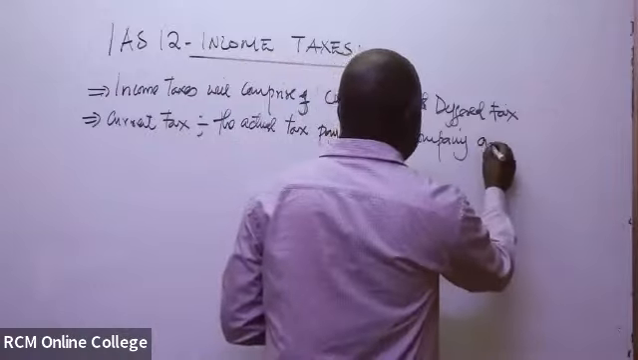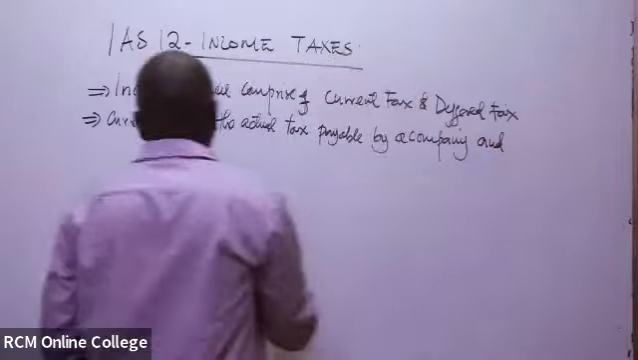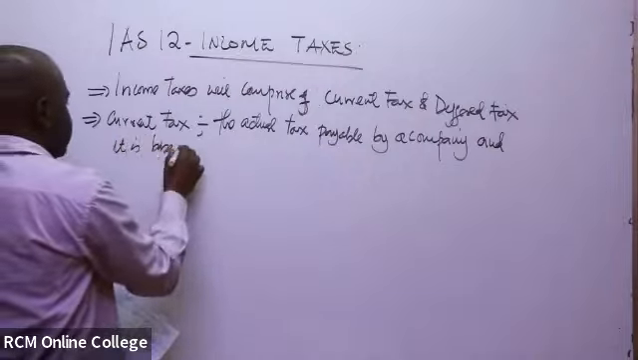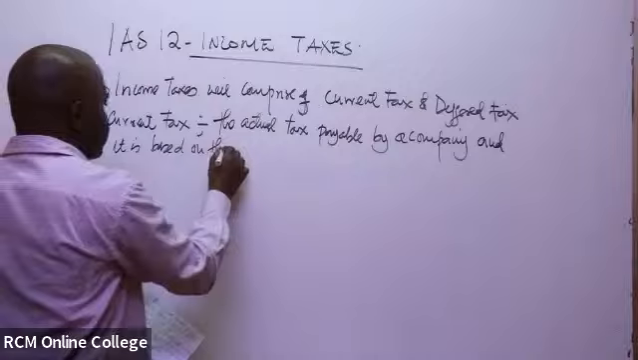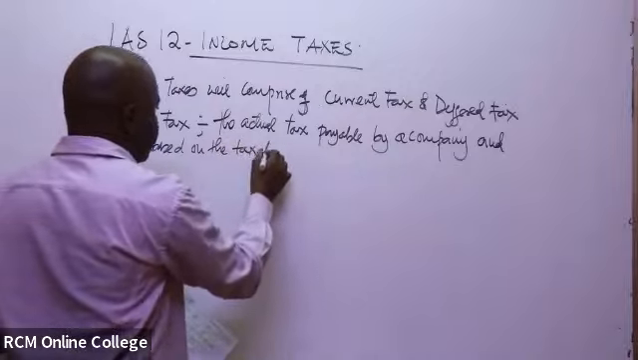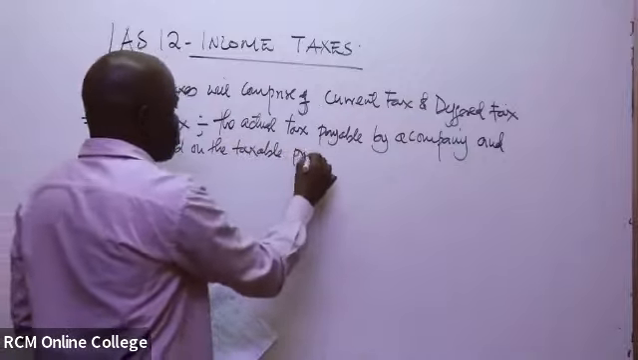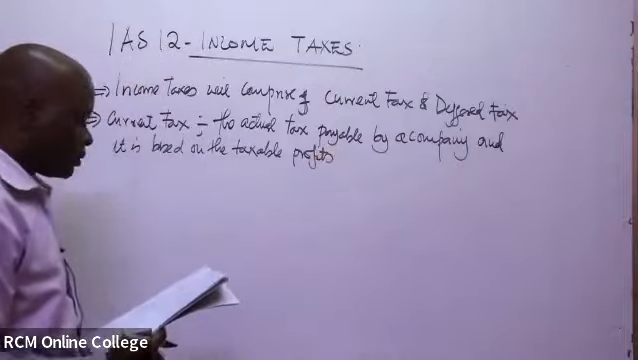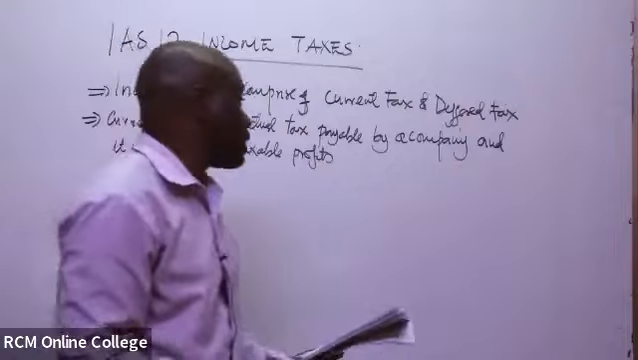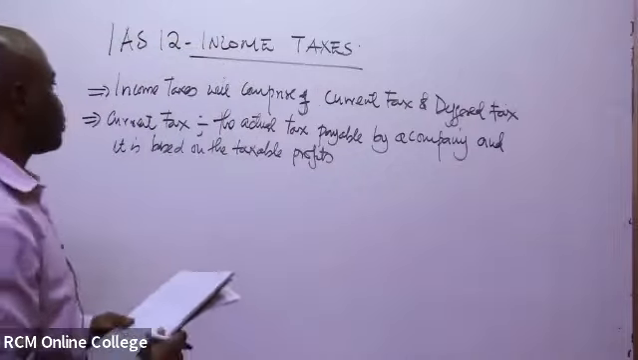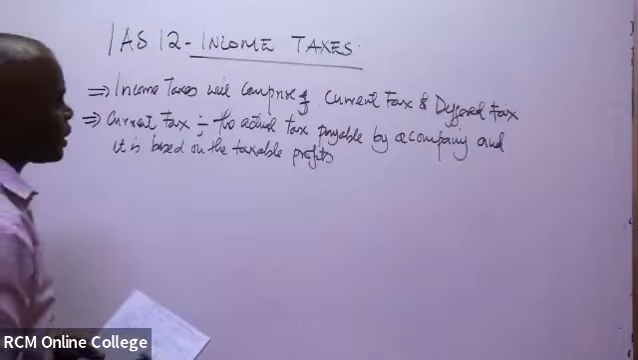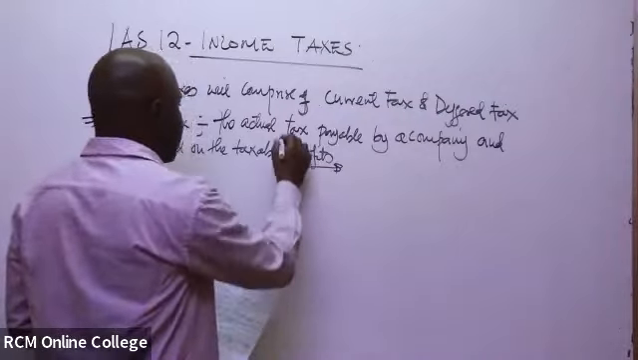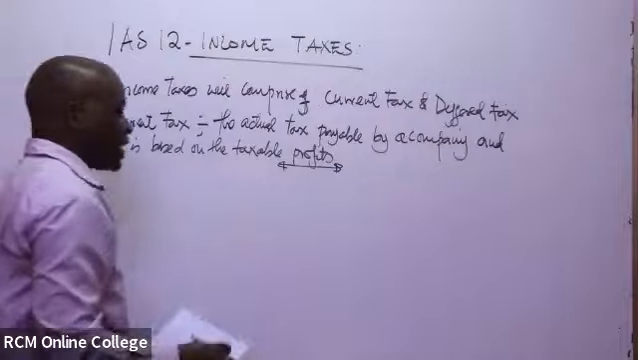And it is based on the taxable profits. It is actually based on the taxable profits. So when you talk about, in this case, the taxable profits, these are simply profits that you've been able to determine. They are the ones that in this case you'll end up having to tax.